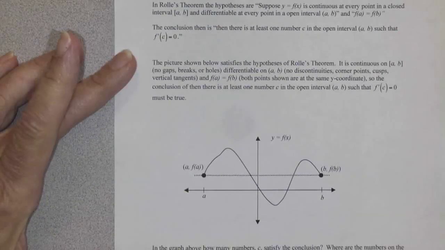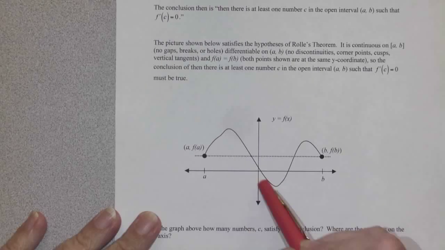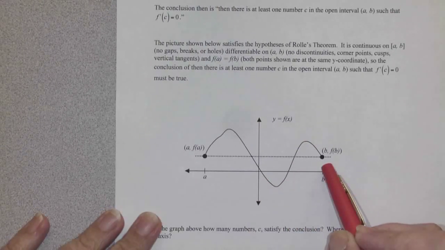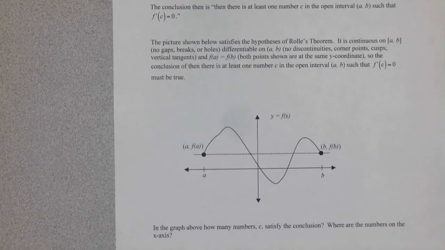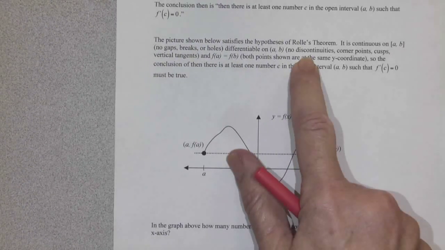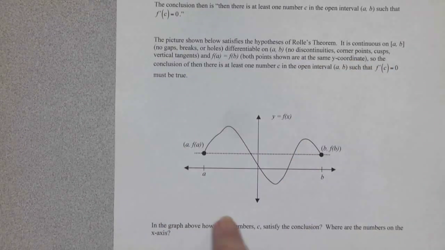So down here we have a graphical representation of Rolle's theorem. The picture shown below satisfies the hypotheses of Rolle's theorem. It is continuous on the closed interval [a, b]. Remember what continuous means: no gaps, breaks, or holes. And it's differentiable on (a, b). Remember, differentiable meant graphically that there were no discontinuities, corner points, cusps, or vertical tangents.